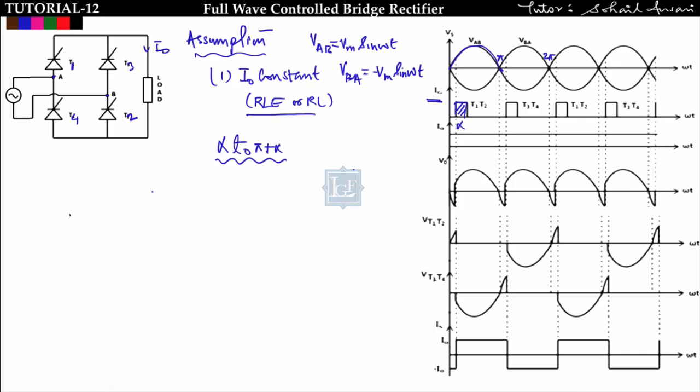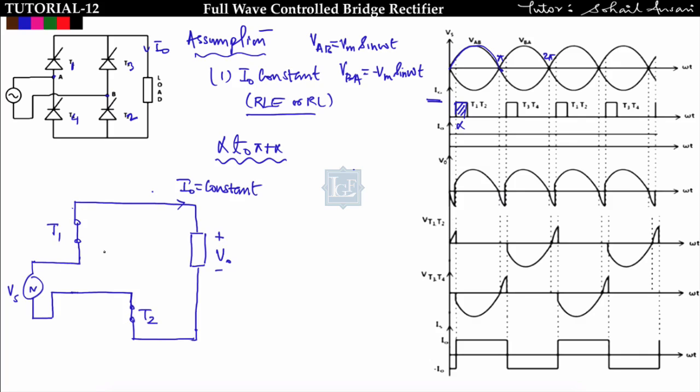So the equivalent circuit will look like this. Here you can see that T1 and T2 are triggered at an angle of alpha. So T1, T2 will be shorted, and in this case the output voltage V0 will be equal to the supply voltage. The output voltage will follow the supply voltage, that is Vm sin omega t. This is point A and this is point B. So I can also say V0 is nothing but VAB. If you apply KVL, then VBA plus V0 is equal to 0, so VBA is equal to minus V0. So VAB is equal to V0 from alpha to pi plus alpha.